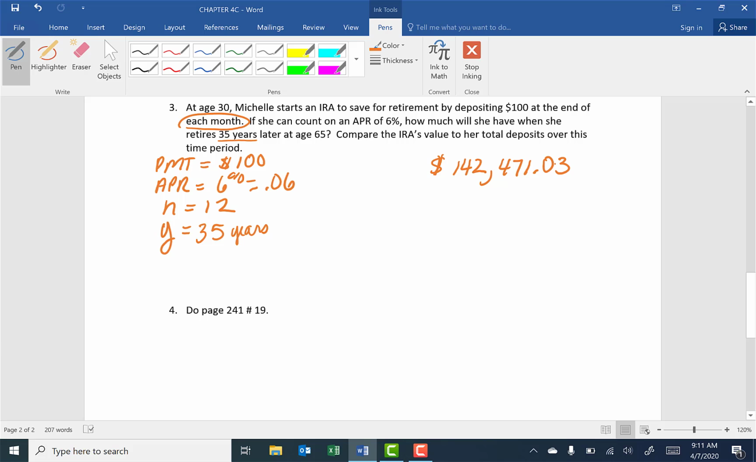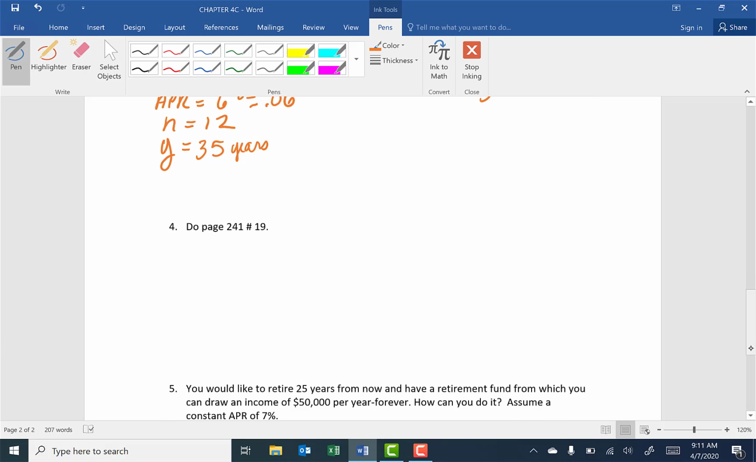Then the book refers you to page 241, number 19. It says, at age 25, you set up an IRA with an APR of 5%. At the end of each month, you deposit $150 in the account. How much will the IRA contain when you retire at age 65? Compare that amount to the total deposits made over the time period. Okay, this one's a little bit more difficult, and we won't have time on this video to do this one. So I'm going to stop the video here, and I'll continue this with you on the next video.